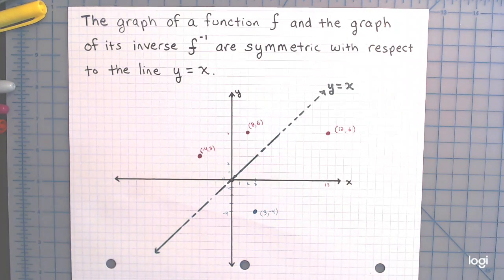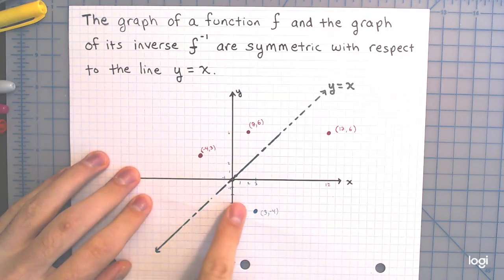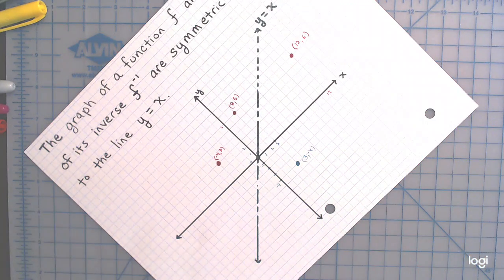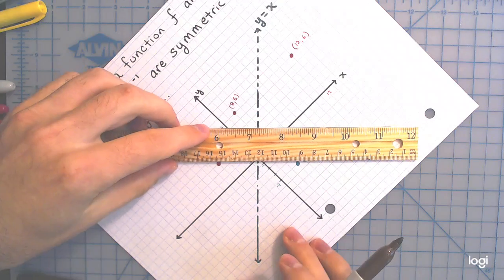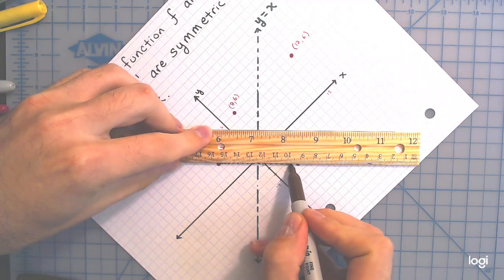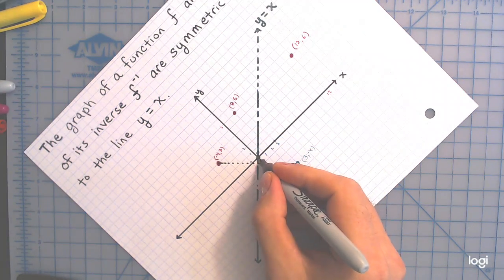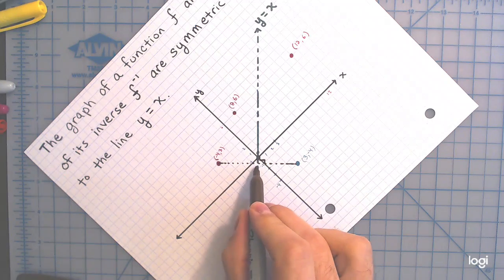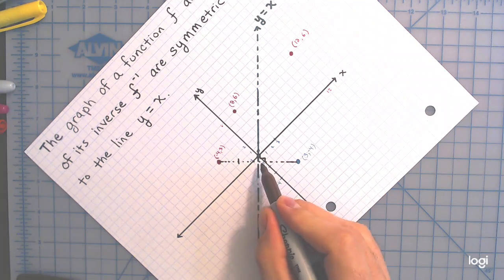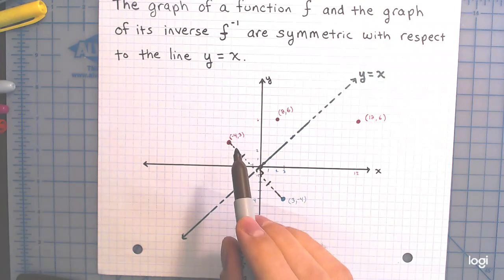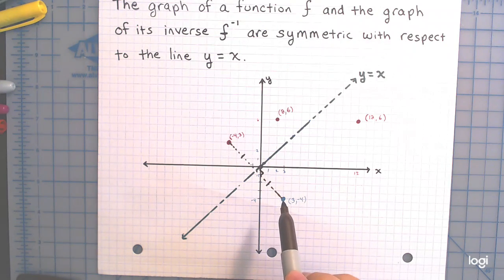And hopefully you can see how this point and this point are just a reflection across the line y equals x. If I turn this up this way, you see they're the same distance. If I draw a little dotted segment connecting them, that segment forms a 90-degree angle with the line y equals x. And the distance from this point to the line y equals x is the same as the distance from y equals x to this other point. So there's clearly a reflection across the line y equals x from a point to the corresponding point in its inverse.